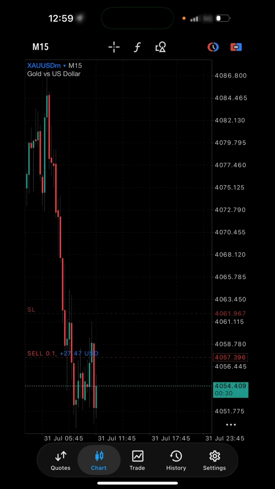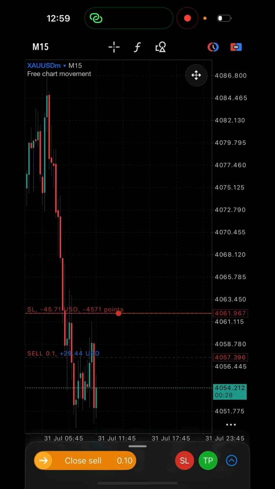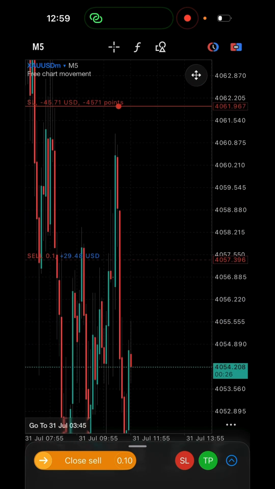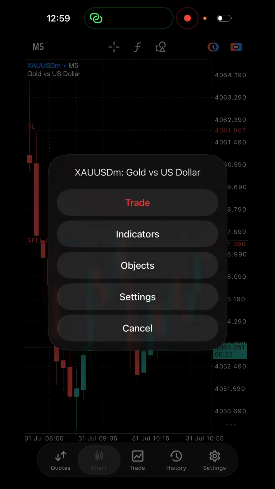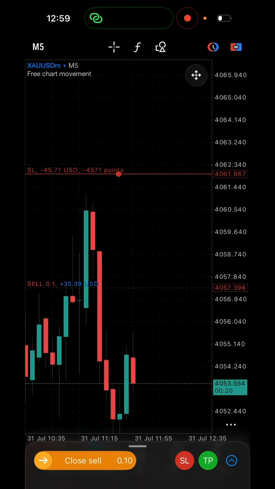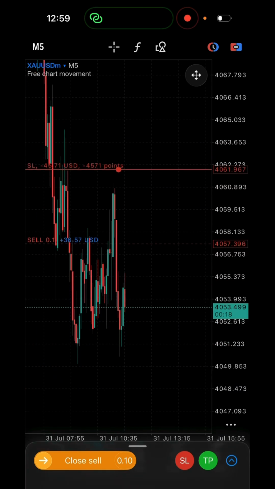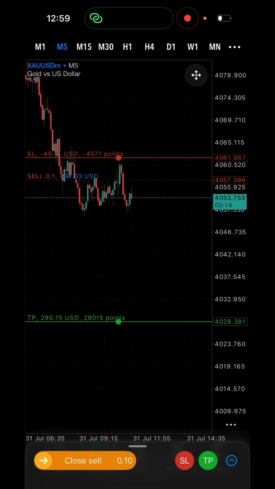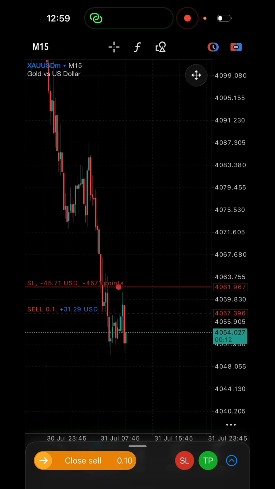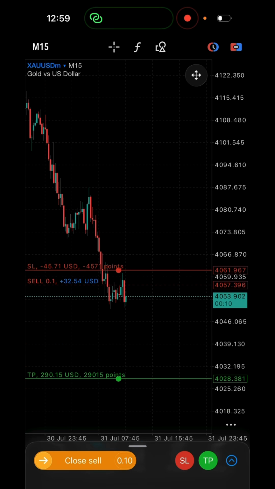MT5. Alright, so let me scale to the 5 minutes. So my stop loss was at that particular high, which I said, my stop loss was $45, and my TP is $290, and yeah. I didn't want to take any trade that is going to take hours. I just want to take something that's going to play out in minutes or an hour or two.